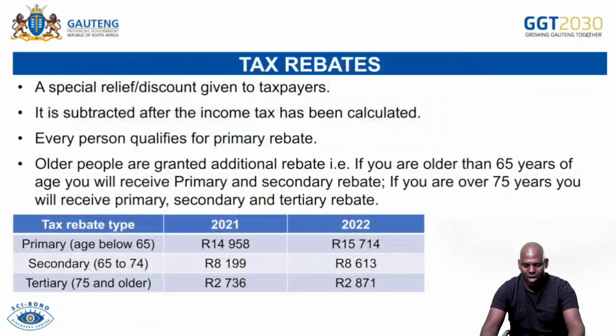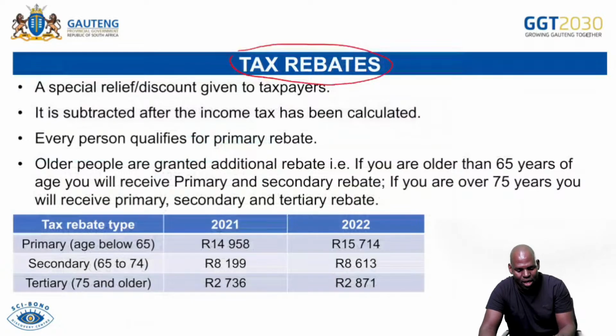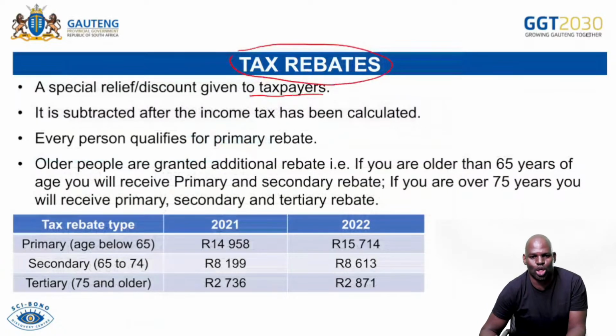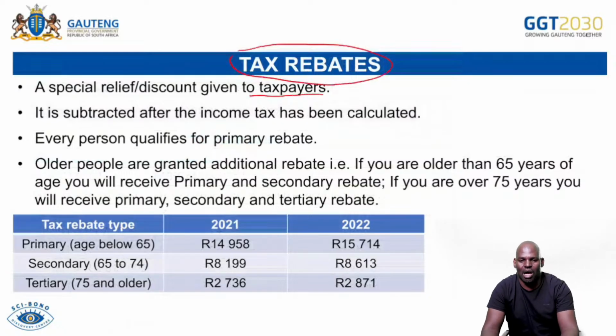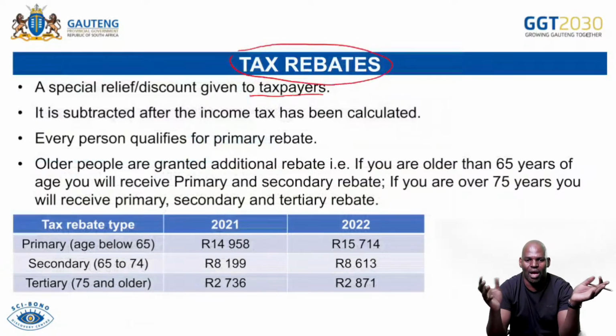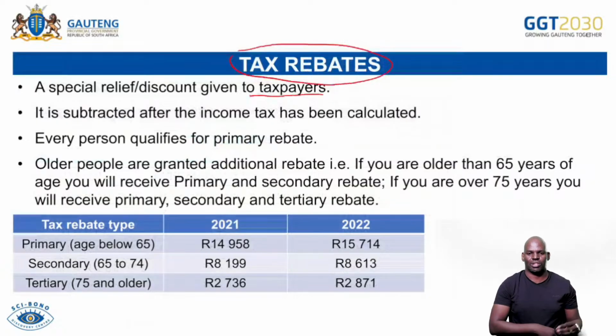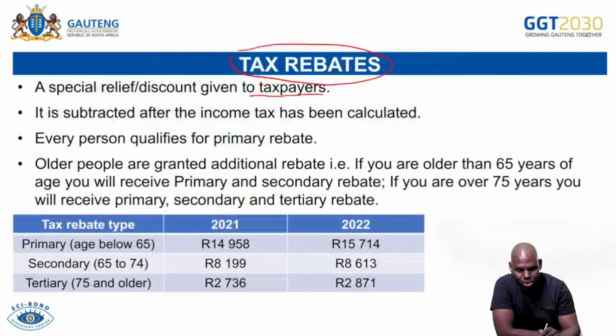Then we also spoke about the tax rebates. What do we understand by the word tax rebates? It's a special relief discount given to taxpayers. In some cases some people are not earning enough, so after calculating the tax they have to pay, the government might say these people are not earning enough money, so let us reduce their tax. That is what we call tax rebates. It is subtracted after the income tax has been calculated. They calculate how much you're supposed to pay, and then, because of maybe your age and so on, they reduce this person's tax amount further using the tax rebates.